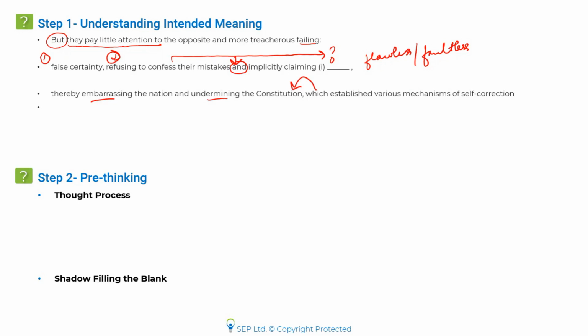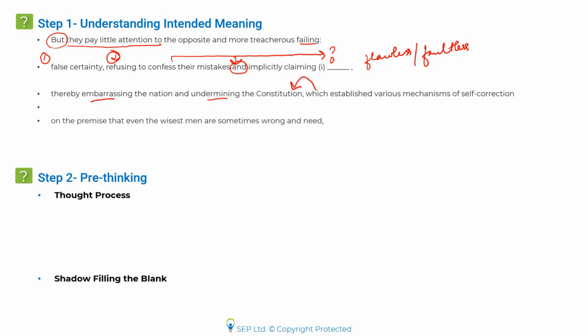There are these people who do not pay attention to these failings they have. The failings being primarily false certainty, refusing to confess their mistakes, and claiming that they are flawless. In doing so, these people embarrass the nation, they weaken the constitution. The constitution contains ways of self correction. Who will self correct in this context? These people who refuse to confess their mistakes.